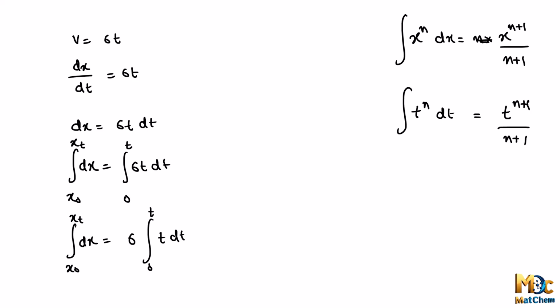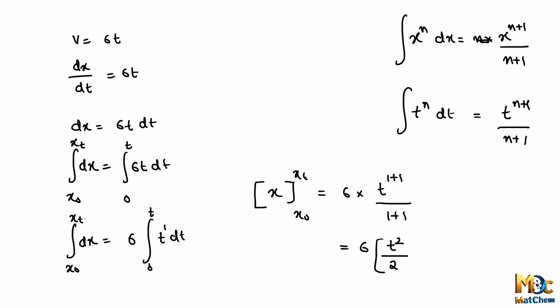Therefore, what will happen? Integral dt equal to t, therefore integral dx is equal to x. So what will you get? You will get x with the lower limit of x naught to xt is equal to 6 into integral t raised to 1. That will become t raised to 1 plus 1 upon 1 plus 1. That is equal to 6 into t square divided by 2 with a limit of 0 to t. 6 and 2 will cancel, you will get 3 here. So what will you get? x with the lower limit of x naught to xt, which is equal to 3t square.